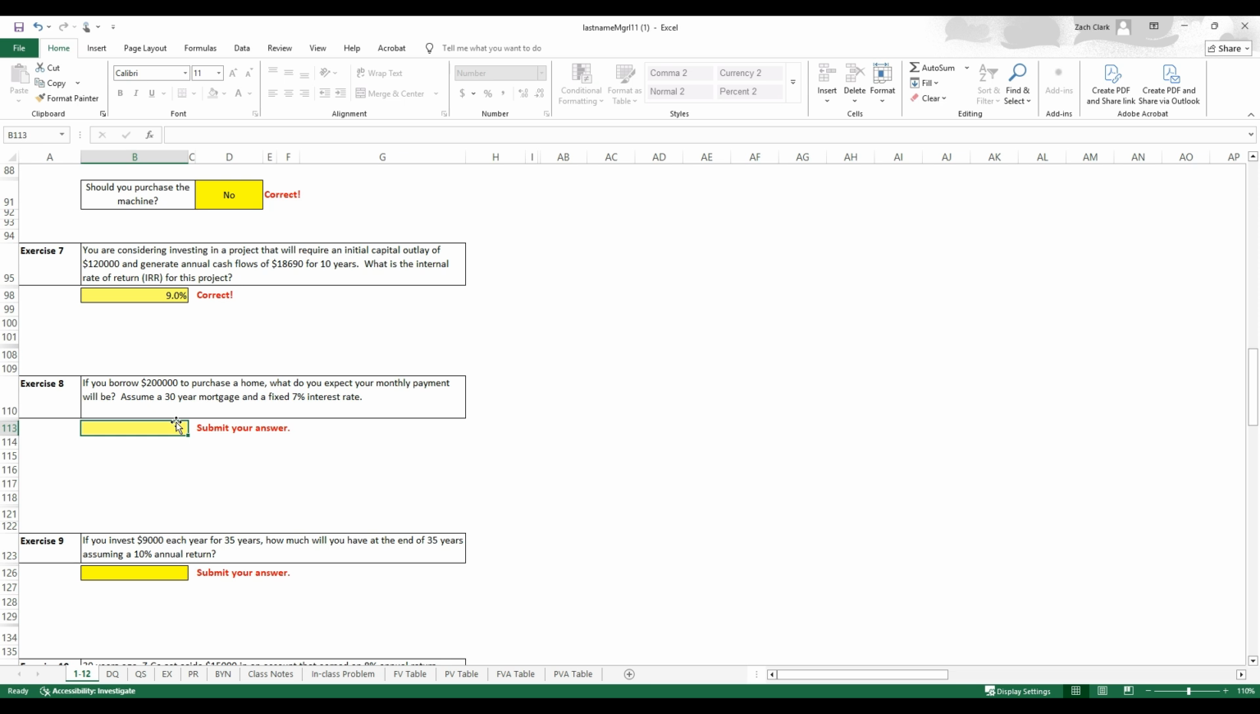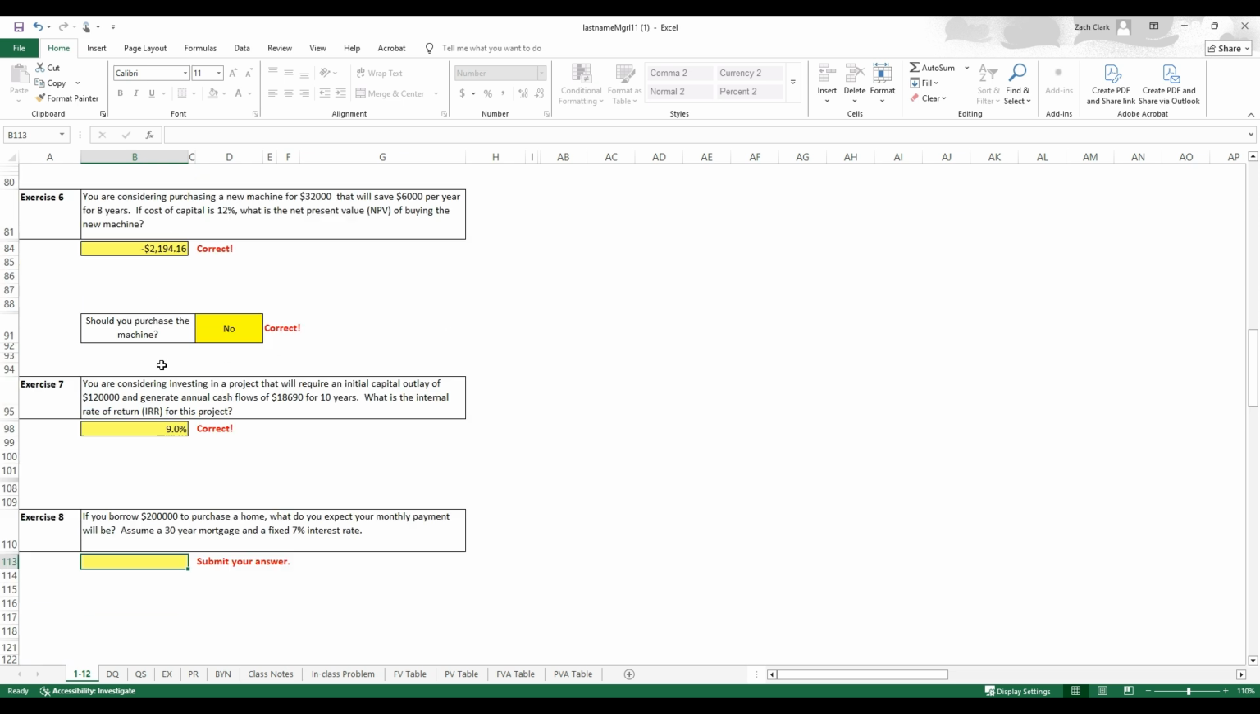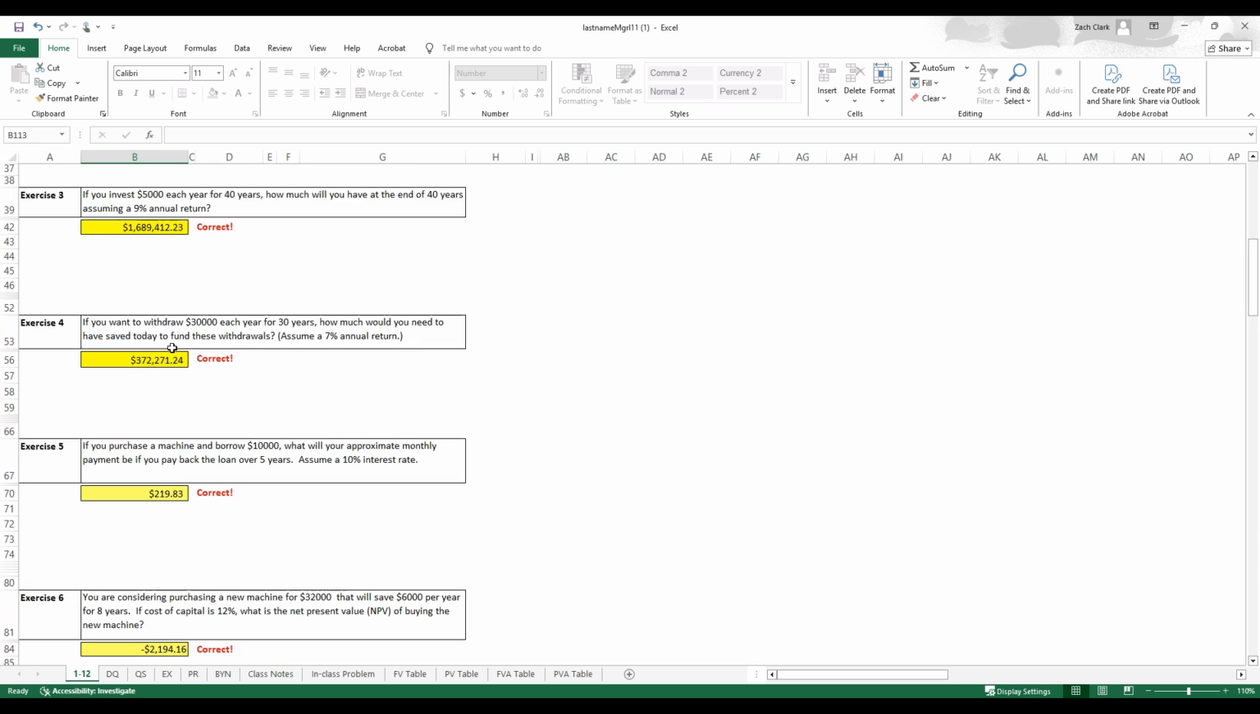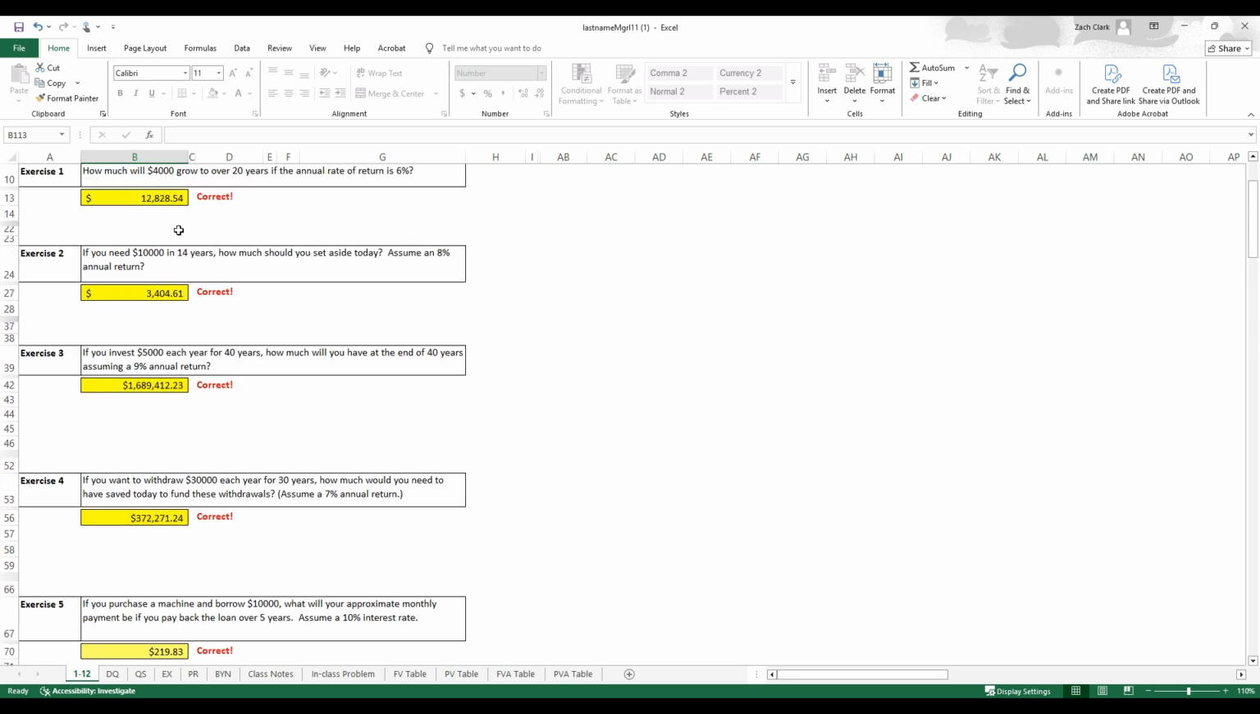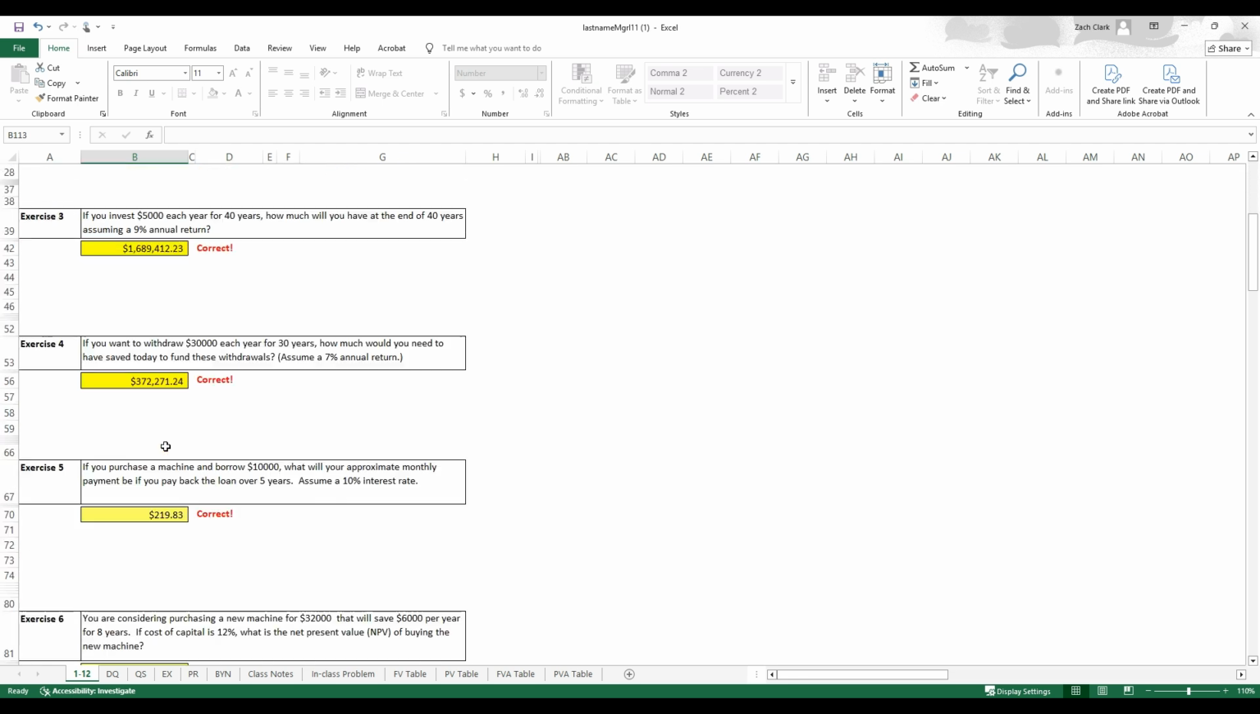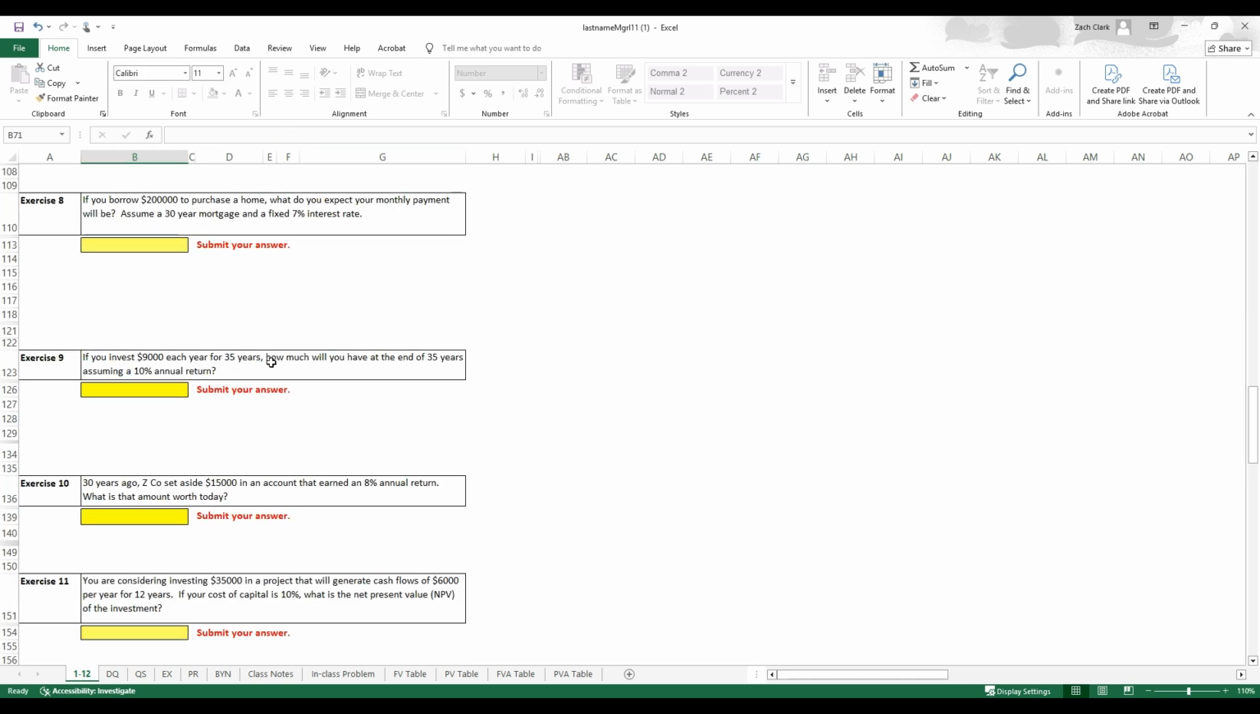Okay, so now we're on to exercise 8. If you borrow $200,000 to purchase a home, what do you expect your monthly payment to be? Assume a 30-year mortgage and a 7% interest rate. So this one's real similar to how we were doing the monthly payment for the machine. And remember what we did was we took the amount that we borrow and divided it by the present value of that annuity, and then divided again by 12. So we can do something basically the same here.